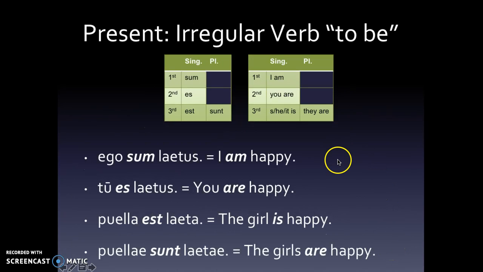All right, so just like the present tense of the irregular verb to be, first of all, let's have a review. So sum means I am, est means you are, est is he, she, it, or stated subject is, sunt means they, or stated subjects are. For example, ego sum laetus, I am happy. Tu est laetus, you are happy. Puella est laeta, the girl is happy. Puellae sunt laetae, the girls are happy.